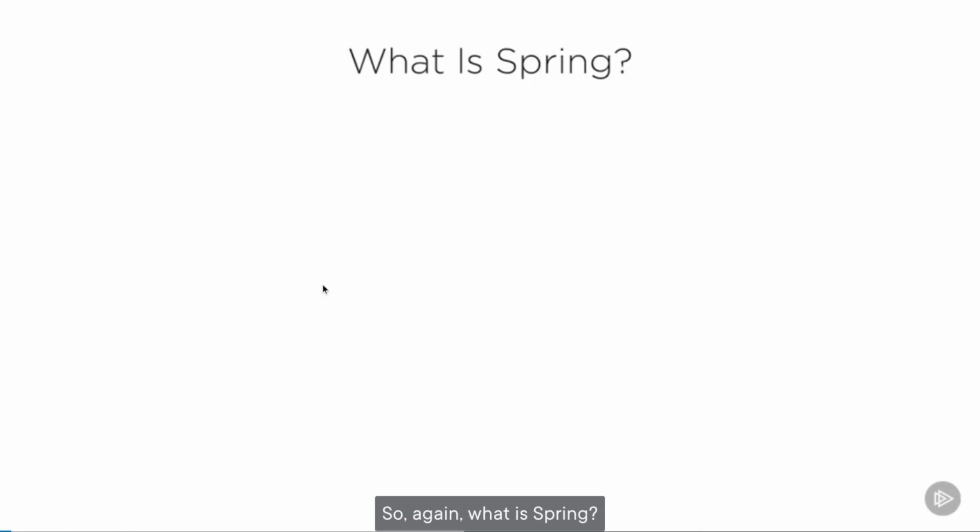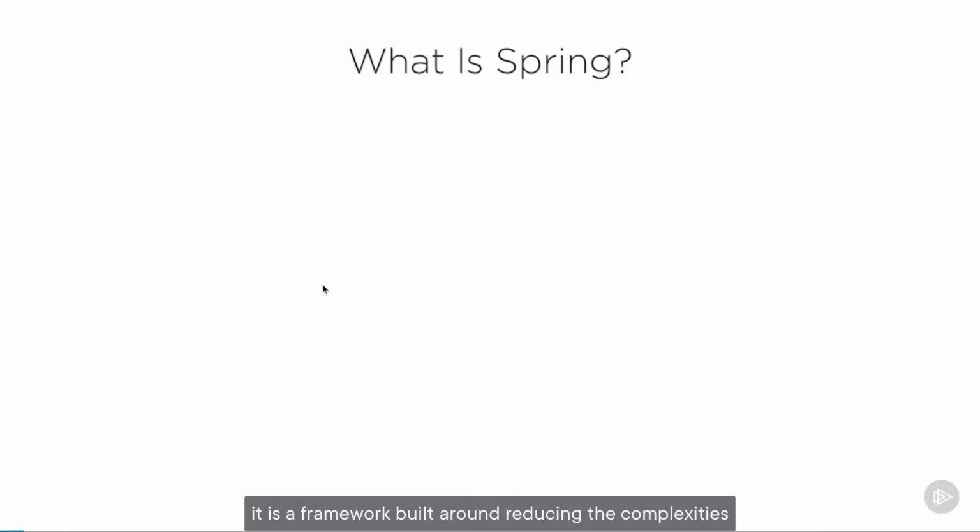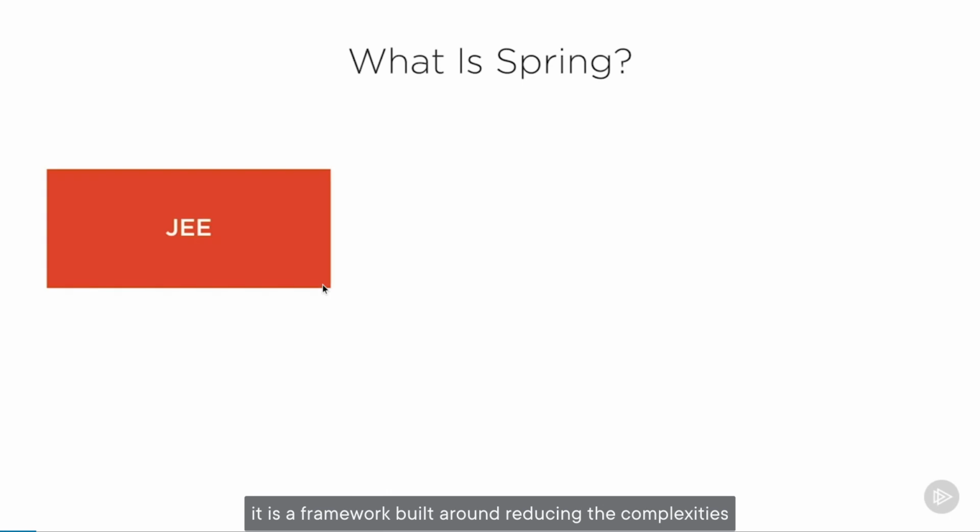So again, what is Spring? Well, it is a framework built around reducing the complexities around enterprise Java development, and later also providing enterprise development without EJBs. Spring can essentially be used with or without enterprise Java beans, and primarily now is used without them. This is an important point because Spring enabled us to do enterprise development without using an application server.